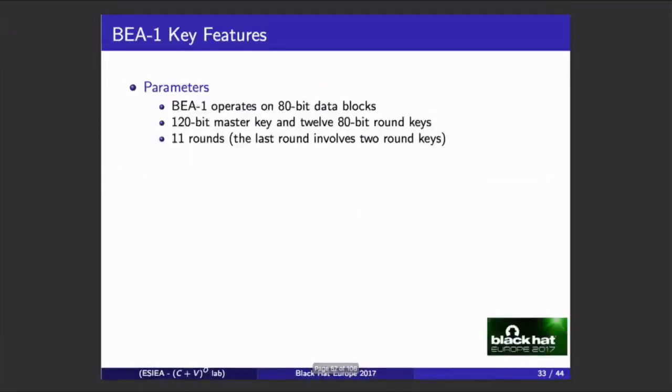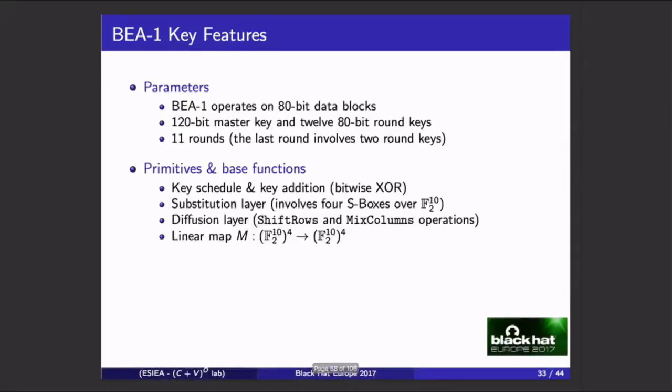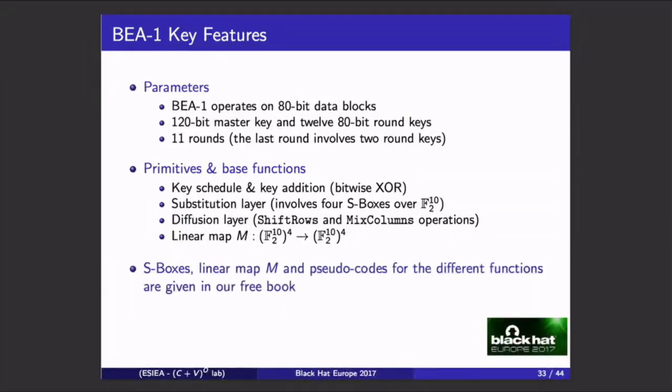As for the parameters, we work on 80-bit data blocks. The secret key, the master key, is 120 bits and 11 rounds. So if you compare to existing algorithms, they are quite at the same parameters, at least for the key and the number of rounds. You have here the primitive base function, so I won't detail this that much, and you will find all the technical details in the free book.